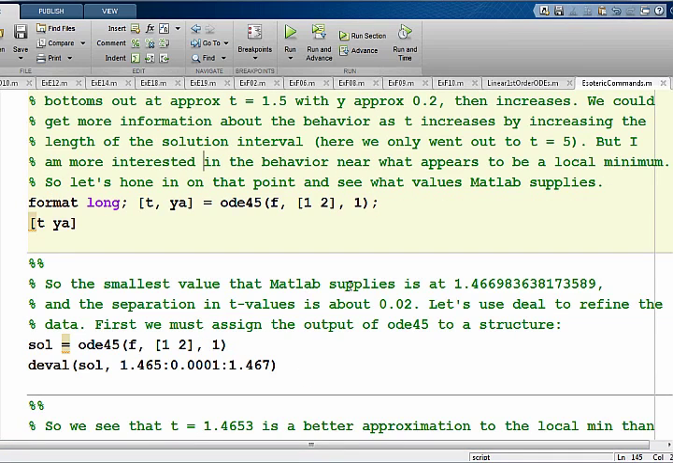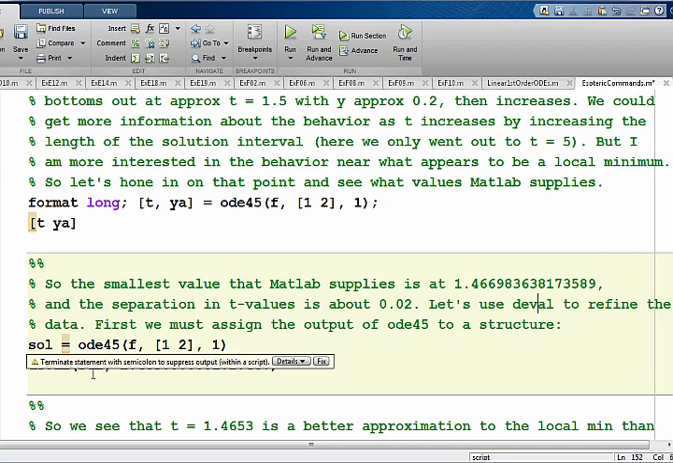So again, the smallest value that MATLAB supplies is at this number, 1.466, etc. And as I observed, the separation in t values is about 0.02. So I'm going to use deval to refine the data. Okay, so first we must assign the output of ODE45 to a structure. So that's what I've done here. And then I tell MATLAB to access that structure and look at all the values of t between 1.465 and 1.467 with step size 0.01. Let's do that.